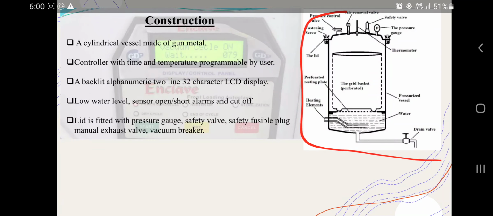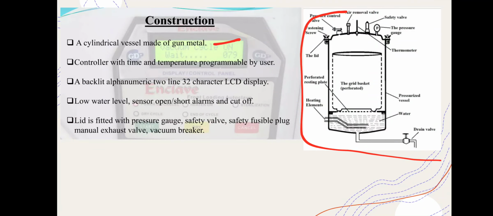Construction: a cylindrical vessel made up of gunmetal, controller and timer, with time and pressure programmable by the user. A backlit alphanumeric 2-line 32 character LCD display is also there. Low water level sensor is there. Then the lid is fitted with the pressure gauge, safety valve, safety plug, manual exhaust valve, and vacuum breaker.